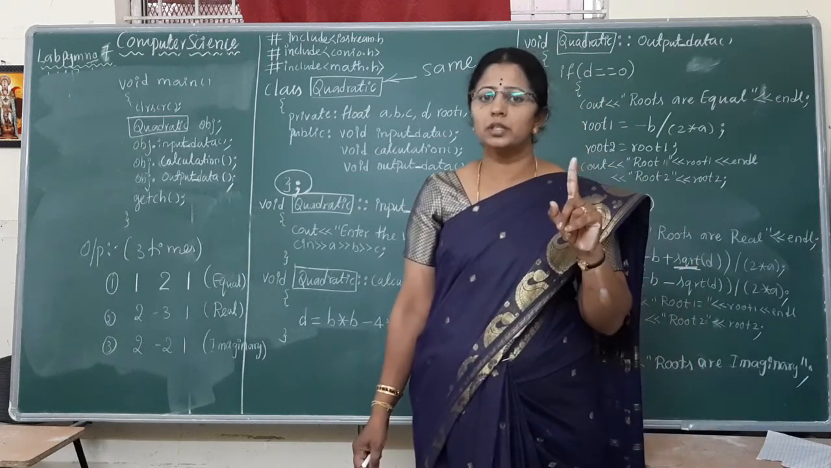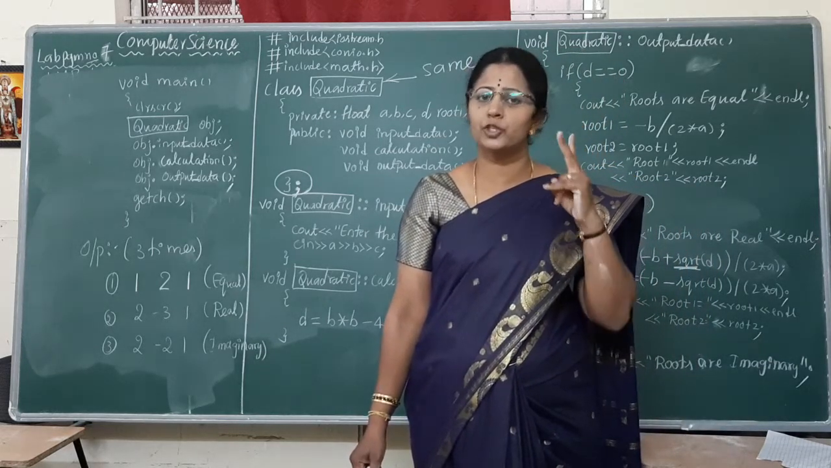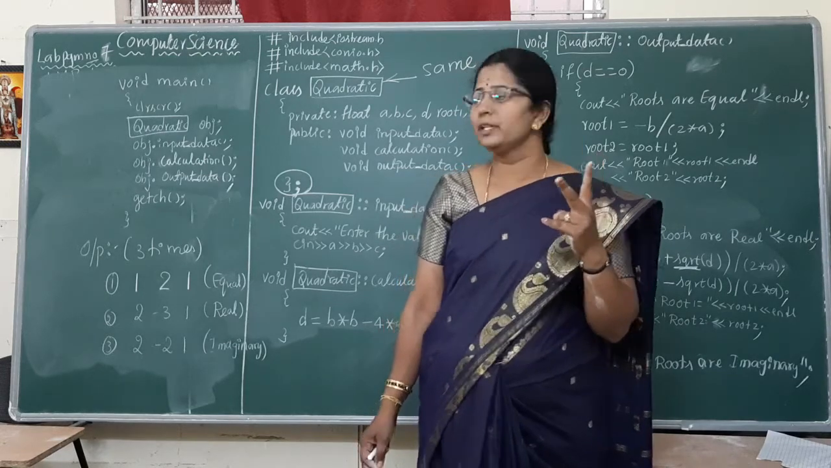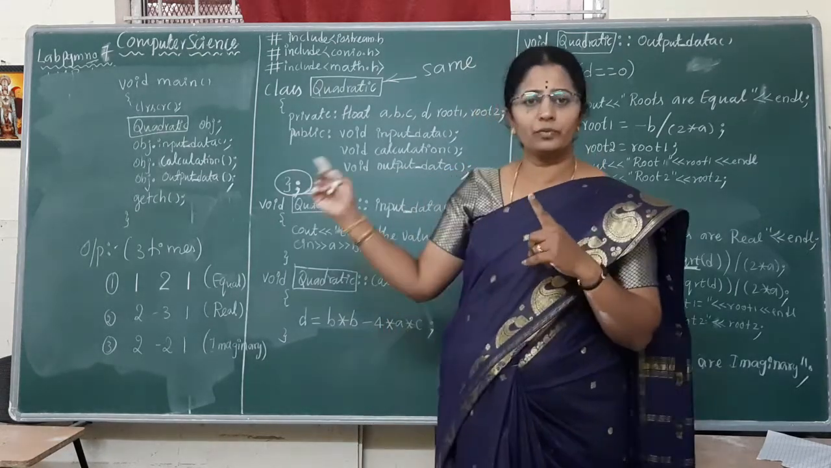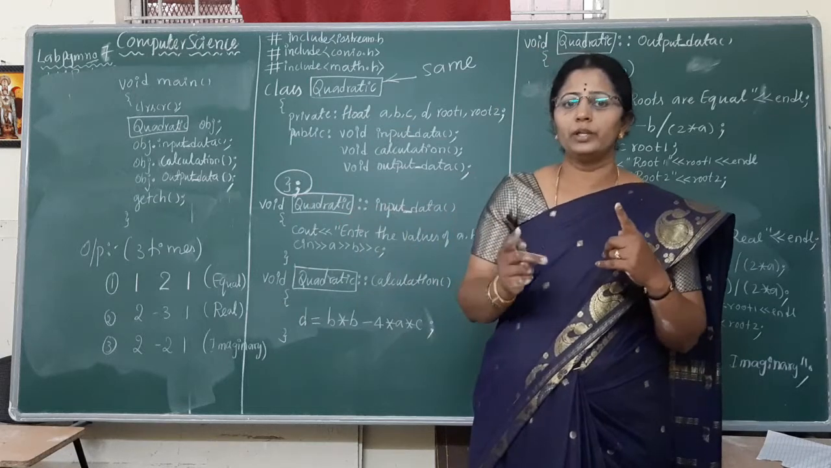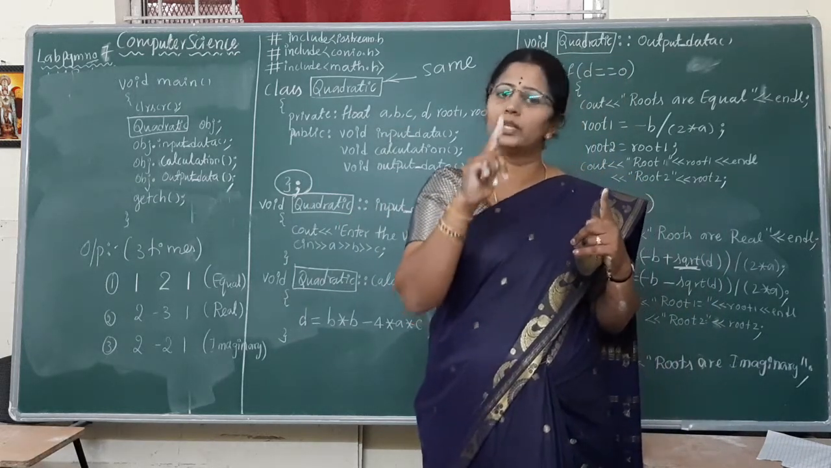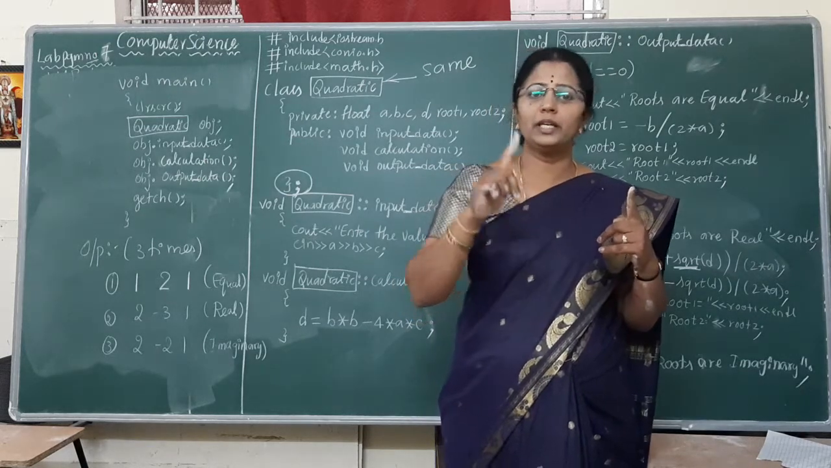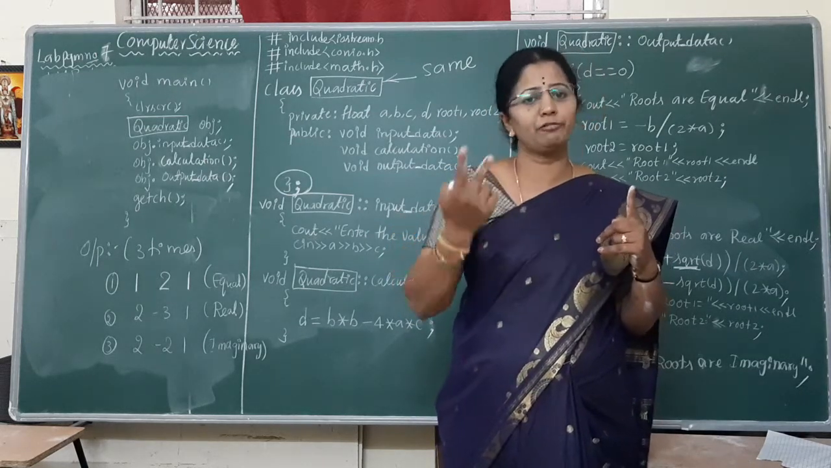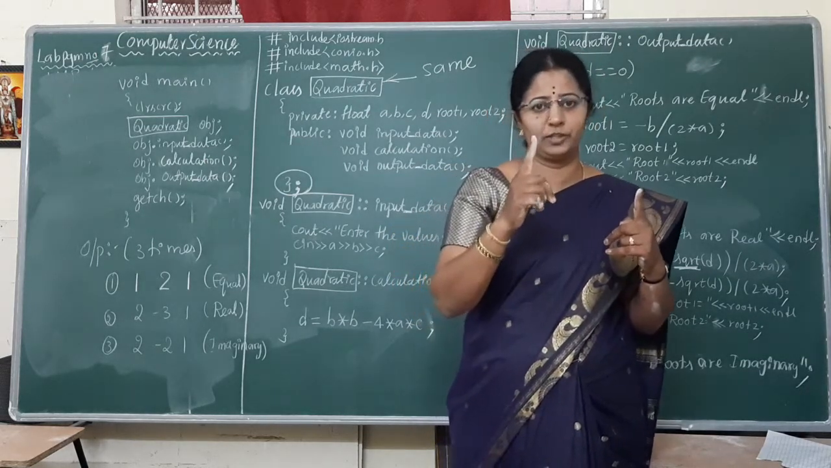So just 30 minutes of time to write 2 programs. That means one from part A, that's what we are teaching now. Another one: there are 2 sections, part B and part C, together forming 1 section. In that, either from part B or from part C, you will get 1 question.